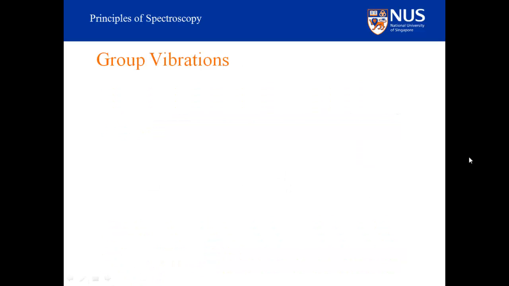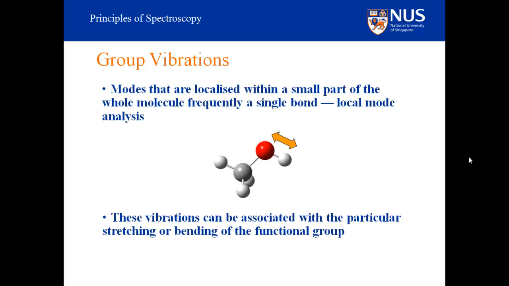The second class of vibrations is probably a little bit more familiar to you in terms of identifying molecules. It is what is known as group vibrations. These are modes that are localized within certain regions of the molecule. For instance, here we've got a methanol molecule with an OH stretch which is localized. You would undoubtedly have seen the OH stretch being present in the spectrum of alcohols.